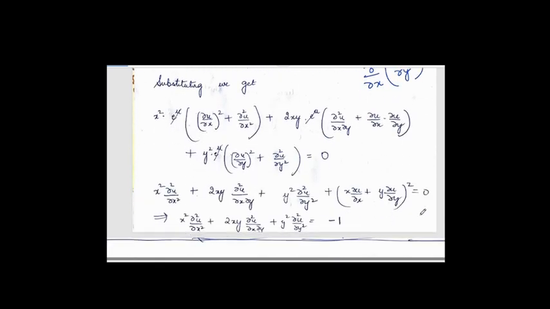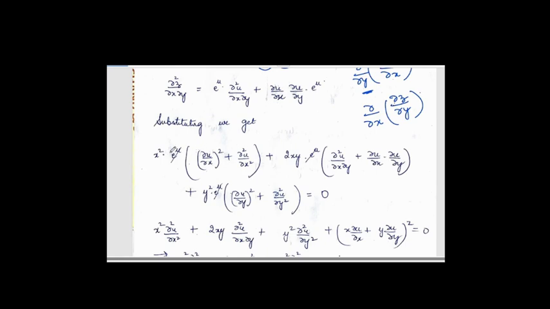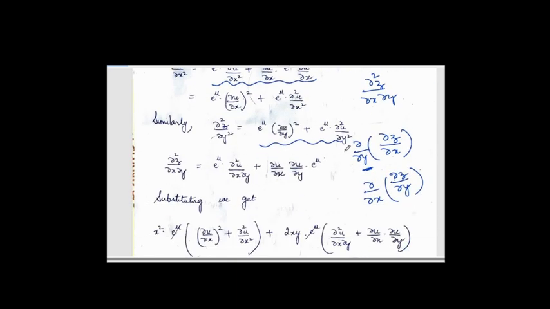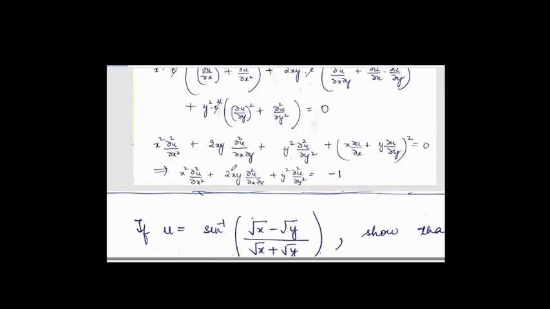So when you substitute, you are now substituting the value of del 2z by del x square from here, del 2z by del y square from here, and del 2z by del x del y from here. But e to power u is common, so you can strike it off. Whatever is desired, you separate those terms out, but in the end you will be left with (x into del u by del x plus y into del u by del y) whole square. The extra terms which are left, because del 2u by del x square you have incorporated, del 2u by del y square you have incorporated, and del 2u by del x del y you have incorporated with twice.